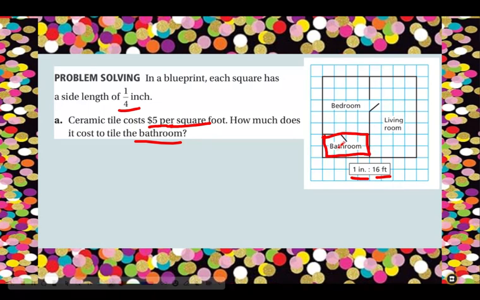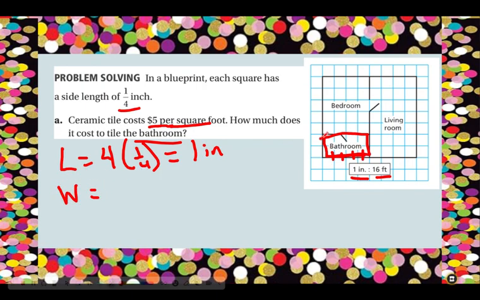We need to count the length of the bathroom. 1, 2, 3, 4 squares. So the length is 4 squares. We know each square is 1/4 of an inch, so 4 times 1/4 is 1 inch on that drawing. Now let's look at our width. 1, 2. So the width is 2 squares. 2 times 1/4 is 2/4, which is 1/2 inch on the scale.